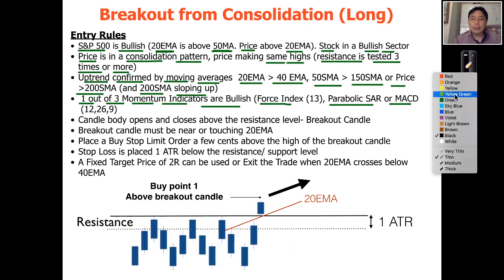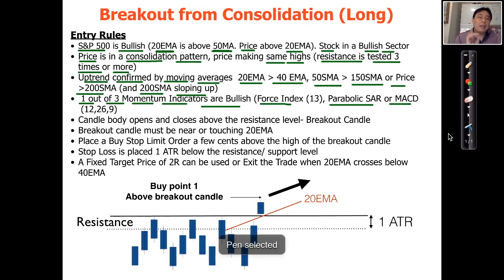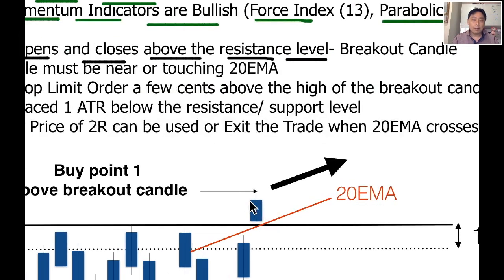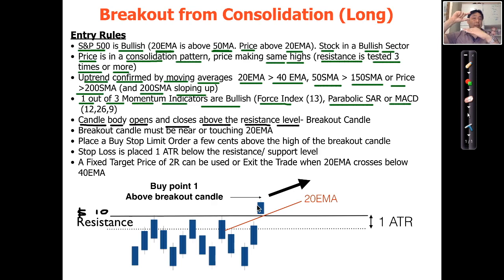Now, the first thing is, to me, the safest breakout is when a candle body opens and closes above the resistance level. And I call that a breakout candle. So in other words, this line that you see, that's the resistance line. So again, let's imagine that's $10. So I want to see that there's a full candle body above the resistance level. So the opening and the closing of the day is above the resistance level.